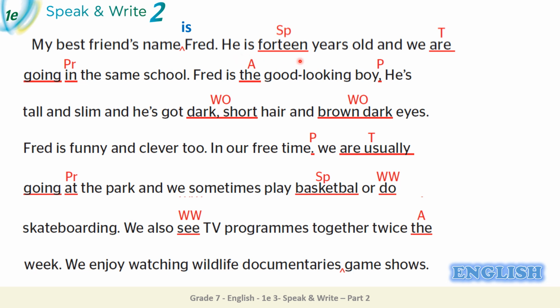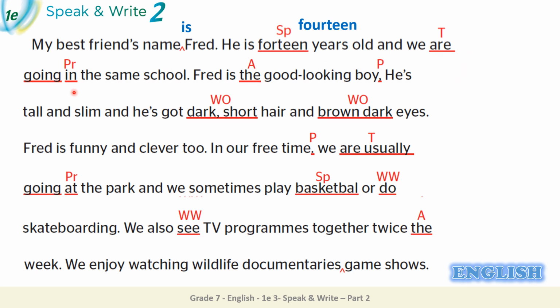Let's move to the next mistake. He is 14. What is the correct answer? That's correct. SP stands for spelling. So there is a spelling mistake and the correct spelling is 14. That's correct.